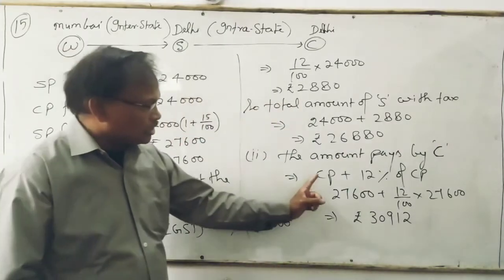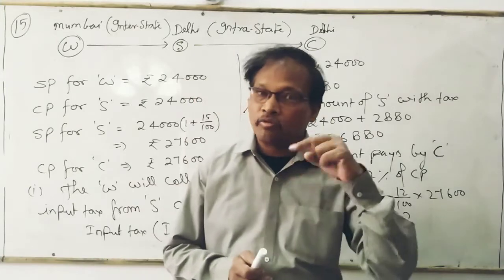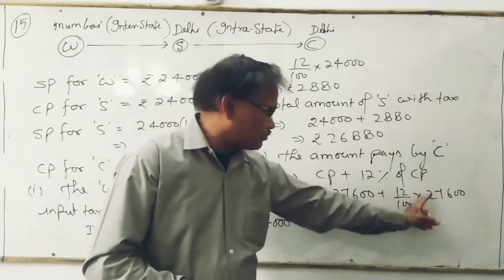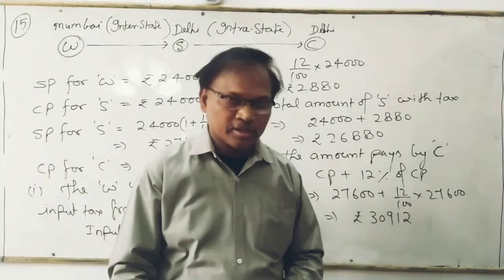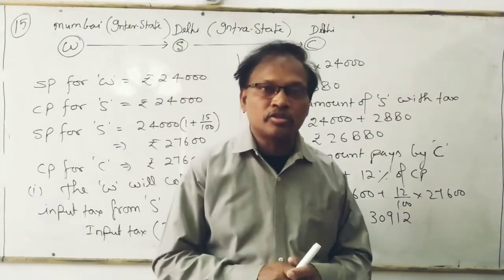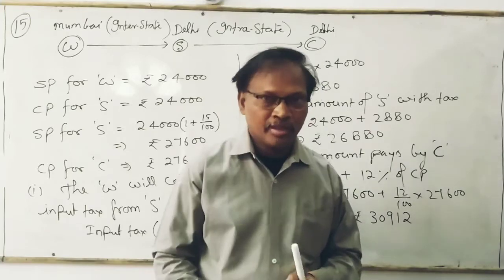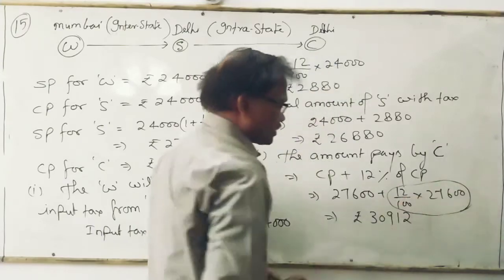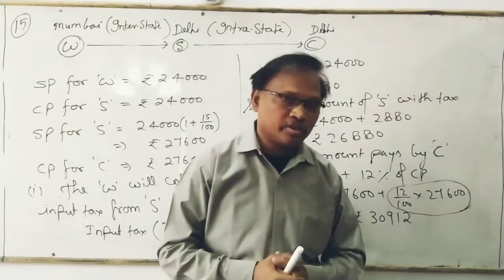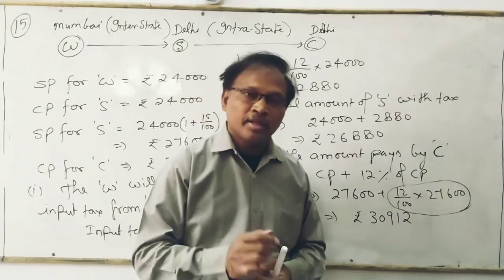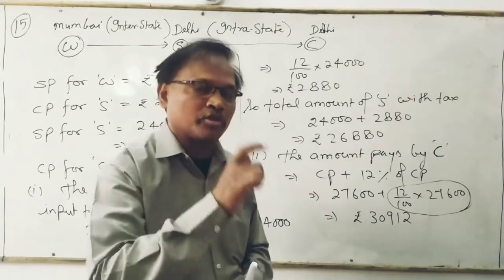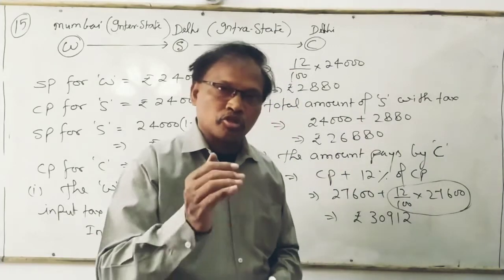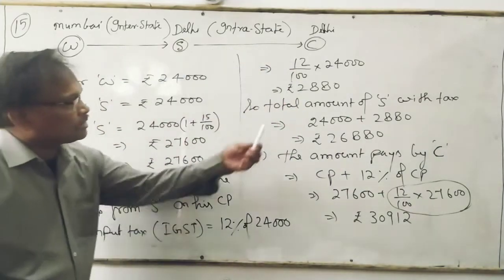Okay. So the cost price or tax that the consumer pays is on the CP. So CP plus 12% of CP is equal to 30912, which is the tax given by the consumer to the shopkeeper. But if you find 12% up to 7600, this is also the output tax of the shopkeeper because it is the selling price for the shopkeeper. So we found the shopkeeper's input, that is 2880.